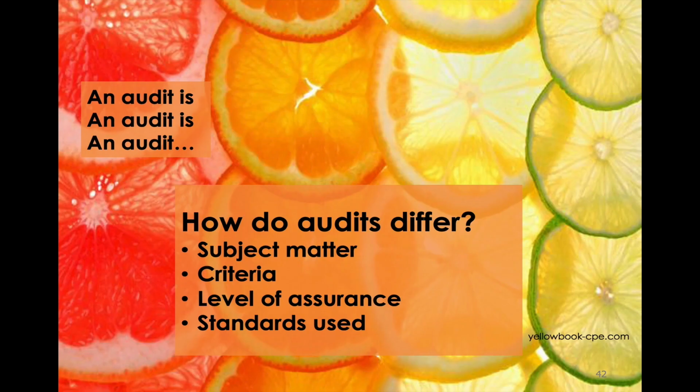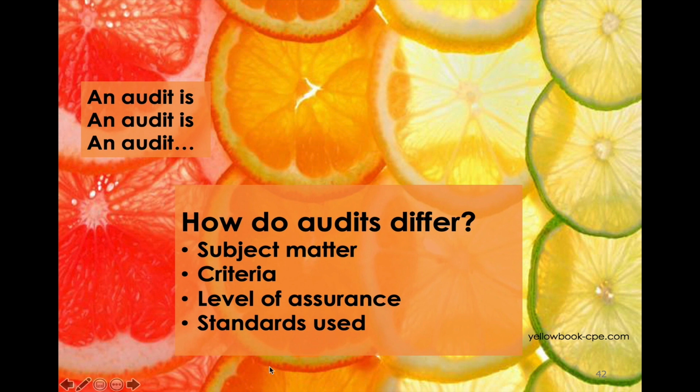Okay. An audit is an audit. Like, if you have an auditor that can do one type of audit, they can do all types of audits. They can do a performance audit, a compliance audit, a financial audit. And what makes audits differ is the subject matter that they're examining, the criteria they're using to evaluate that subject matter, the level of assurance. I'm not going to dig into that granularity on this video. I do have another video on that topic. And then the standards, the audit standards that they follow.